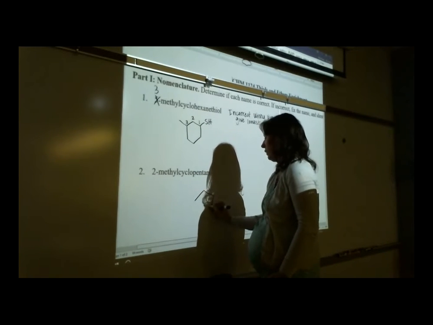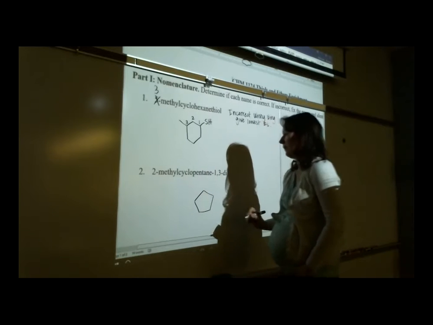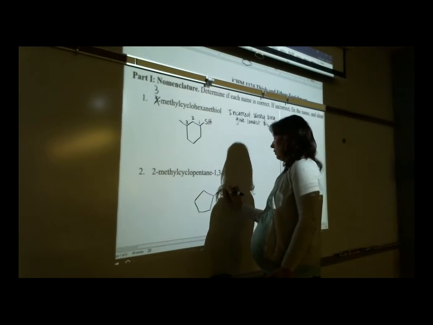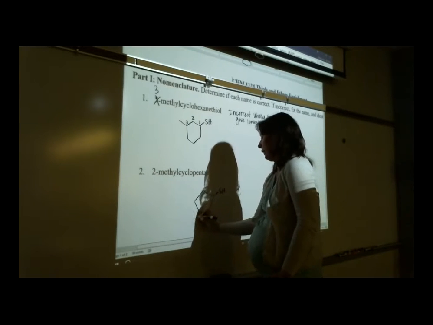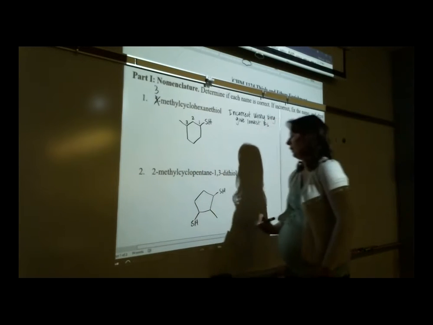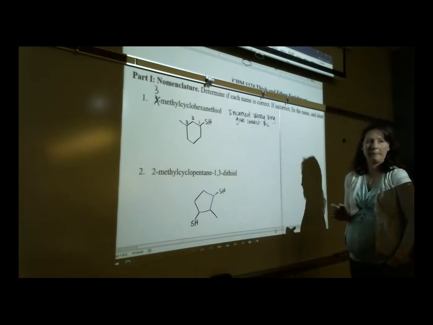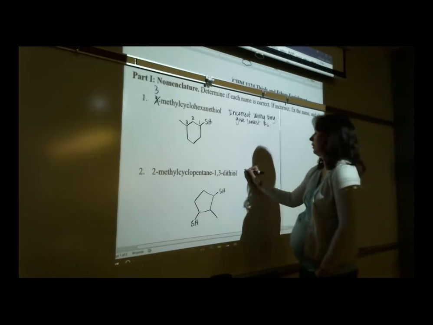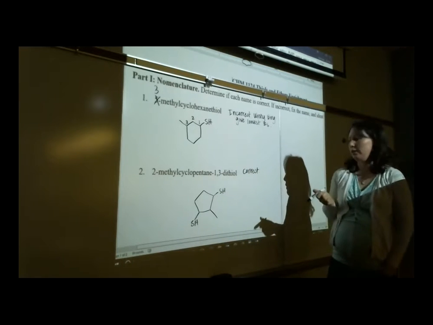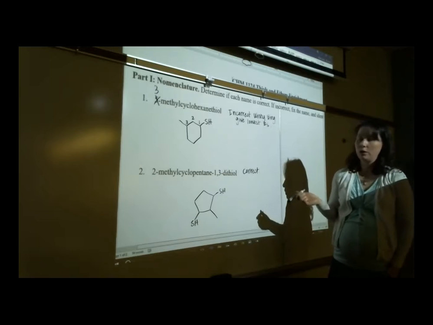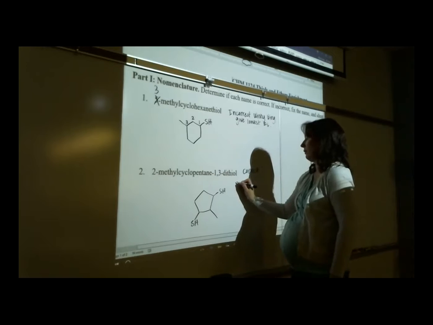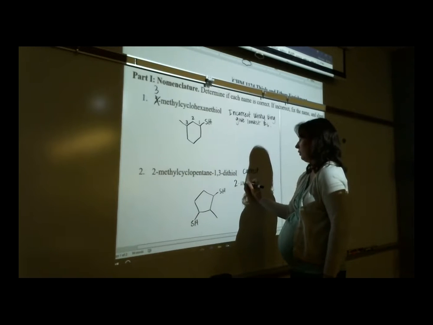Okay, this is cyclopentane based. So 1, 2, 3, 4, 5. Let's see, 1, 3. 1, 2, 3, let's just say, 2-methyl. Is that name correct? Yes, the name is correct. Because remember I told you there are 2 ways to name it. You can name a thiol the way your book shows, or you could split it up.